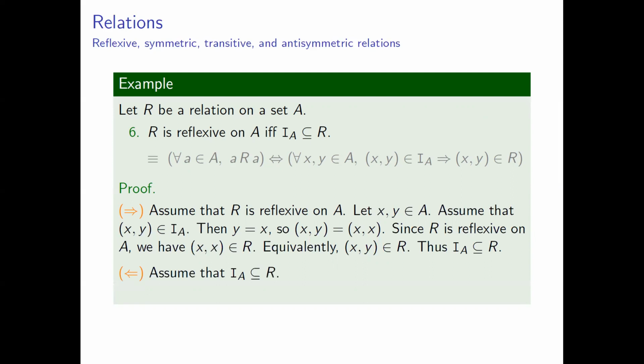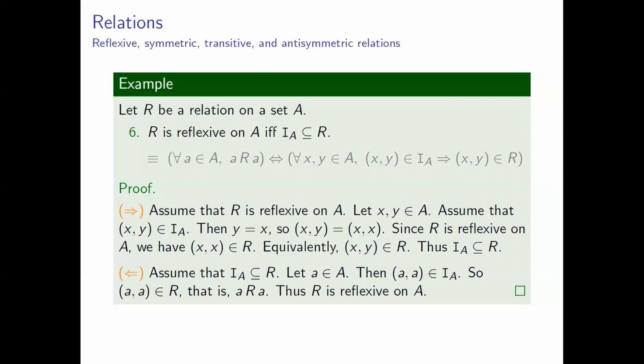For the converse, assume that the identity relation on A is a subset of R. Let small a be an arbitrary element of the set A. Then the ordered pair (a, a) is an element of the identity relation on A. So (a, a) is an element of R, that is, a is related to itself under R. Thus, R is reflexive on A.